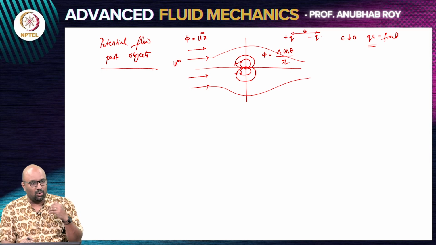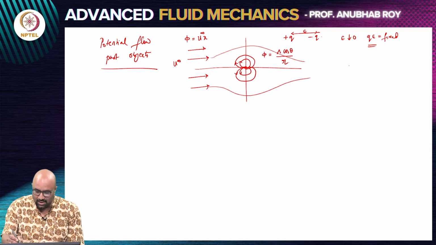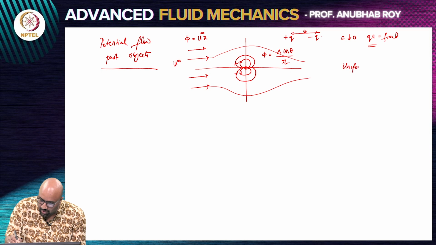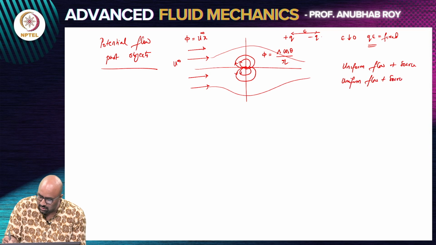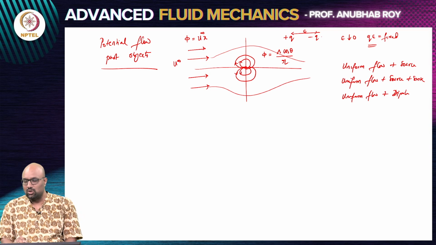So, we went through uniform flow plus a source, then uniform flow plus a source and a sink, and now we are doing uniform flow plus a dipole. Based on this, what we are trying to arrive at is seeing whether this is going to give us a flow field around a circular object.